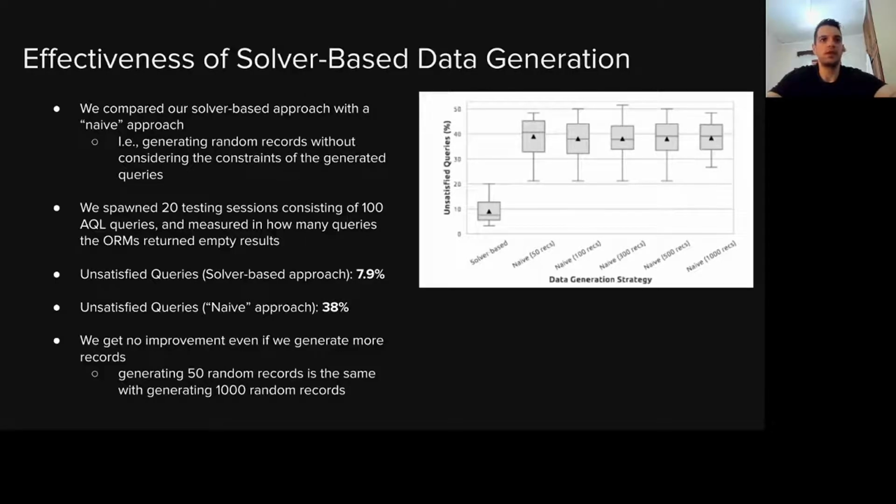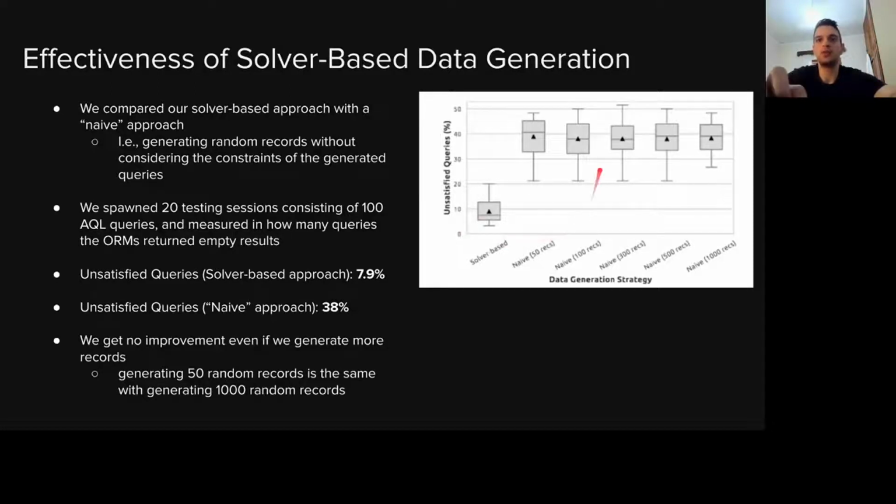We also measure the effectiveness of our solver-based data generation, so we compared it with a naive approach where we generate random records without considering the constraints of the generated queries. To do so, we spawned 20 testing sessions consisting of 100 SQL queries and measured how many queries the ORMs returned empty results. As you see in the diagram, when we use our solver-based approach, around 8% of the generated queries are unsatisfied. This is because either the generated queries were unsatisfiable or the solver timed out.